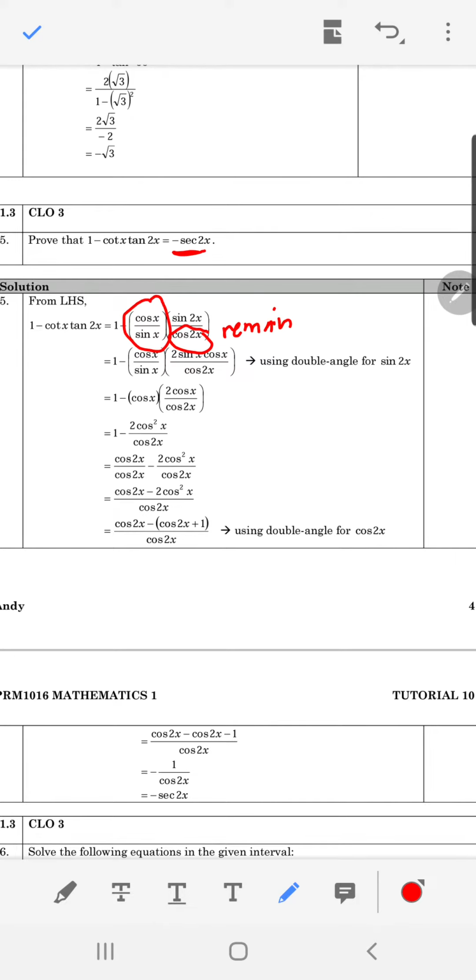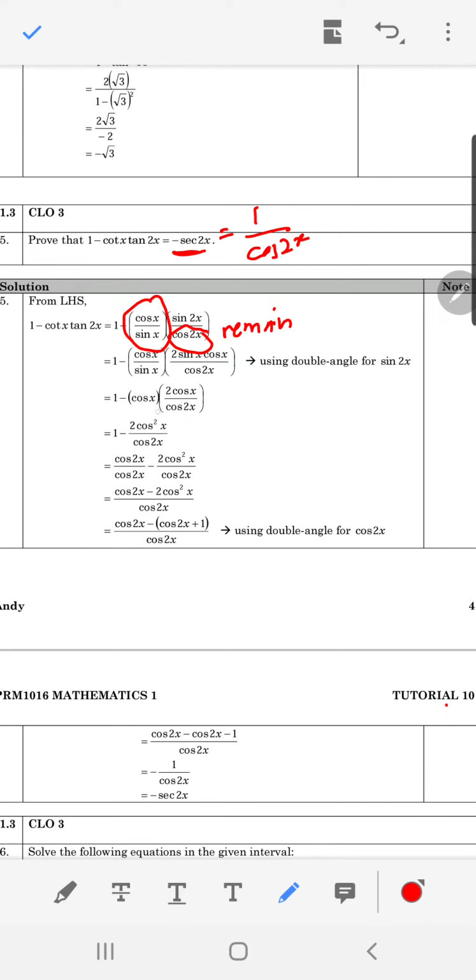So cos 2x you have to remain, because secant 2x is equal to 1 over cos 2x. So you see, I never change the cos 2x. I will keep the cos 2x, and I will change the rest. So I will change the sin 2x.